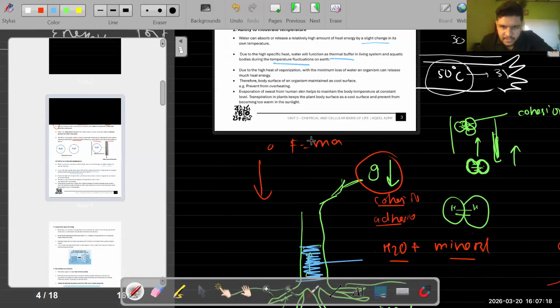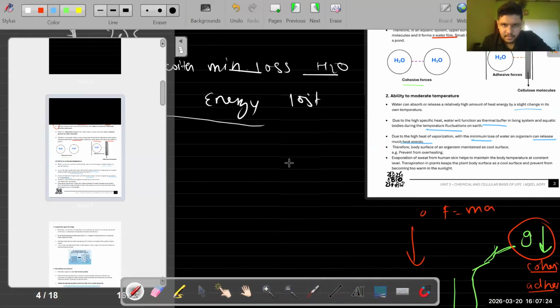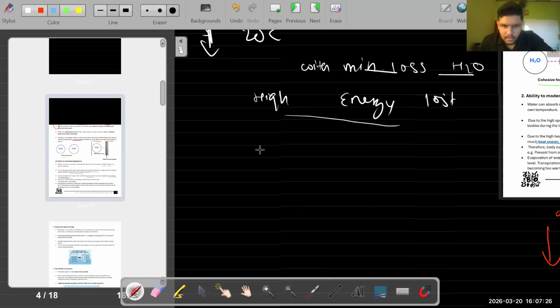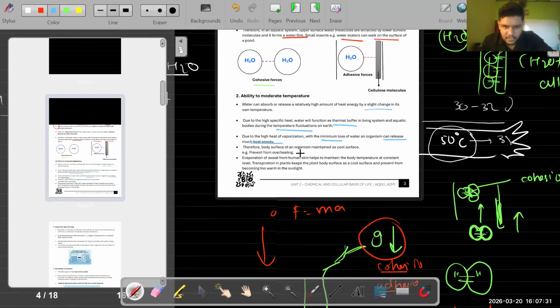Due to high heat of vaporization, with the minimum loss of water, water can release a high amount of energy. Here, see, this is the thing. So the body surface of an organism maintains a cool state and is prevented from overheating. Sweating prevents overheating. Evaporation of sweat from the human skin helps to maintain the body temperature at a constant level. Transpiration in plants keeps the plant body surface cool and prevents it from becoming too warm.